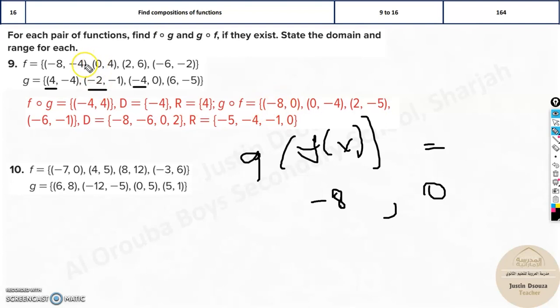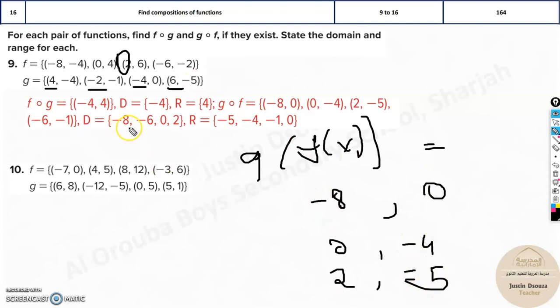Now similarly, let's see 0 and 4, right? So whether there is 4, yes, when it is 0, you will get the answer negative 4. So it is minus 4. Similarly, 2 and 6, 6 and 5, yes, absolutely. So it will be 2. It is a little tricky. You need to concentrate a lot. 2 comma minus 5 will be the answer, because 2 over here will be 6. 6 over here is the answer, minus 5.